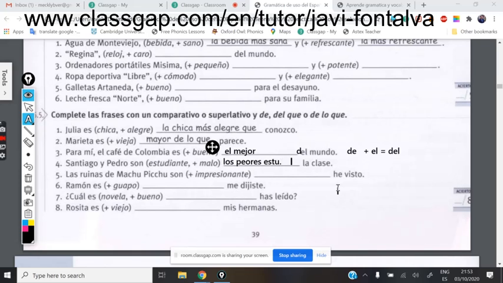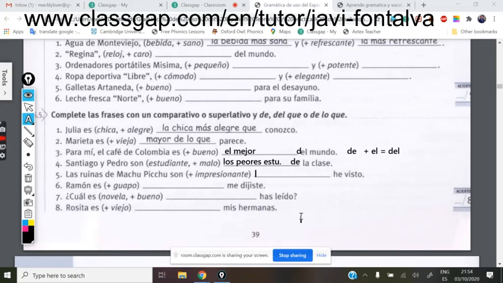And then what do I need? So it should be en la clase, right? Because in the class, or de la clase. De la clase. Okay. Why? Because I just have a noun. I don't have a full sentence. When I say a full sentence, I mean a sentence that includes a verb. At least it should have a verb. And it could have something else, but the verb must be there. So, los peores estudiantes de la clase.